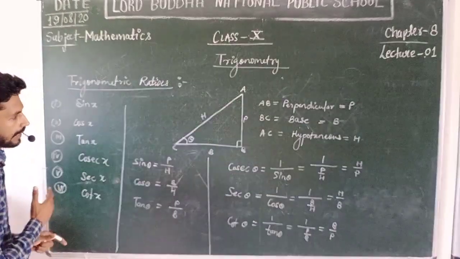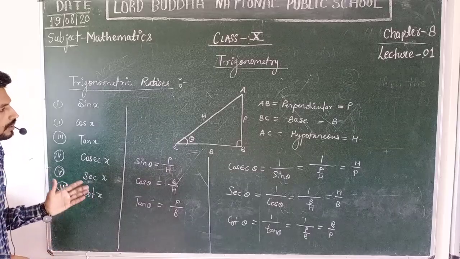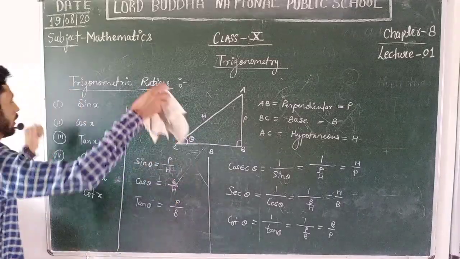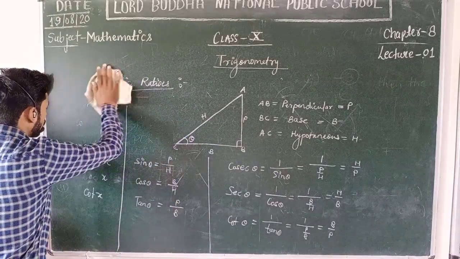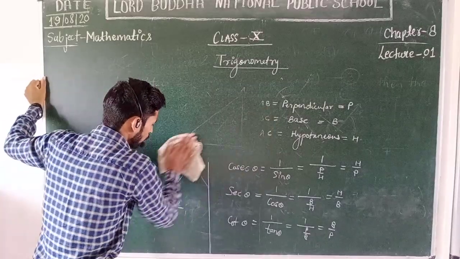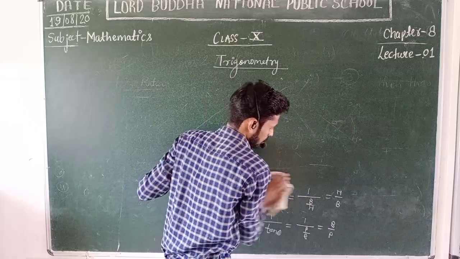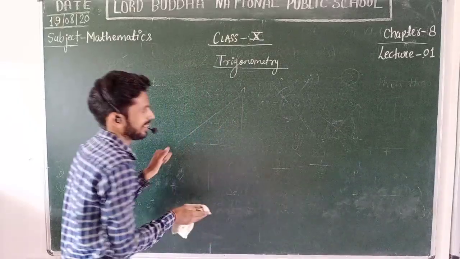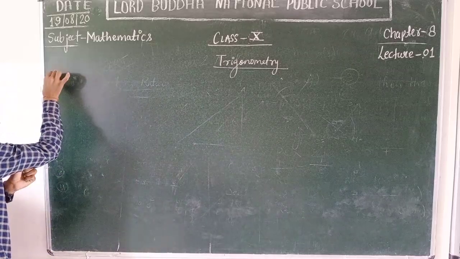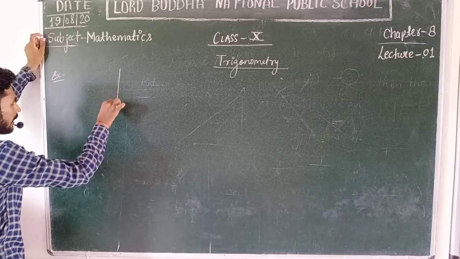So according to this concept, we can write the total trigonometric ratios, and there are only 6 trigonometric ratios which I have discussed here. Now we are going to solve problems based on trigonometric ratios. For example, suppose that there is a triangle given.